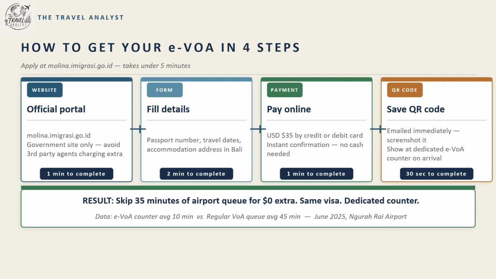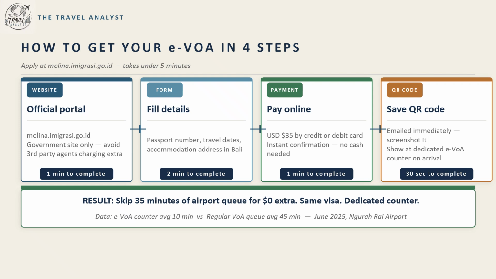So how do you get the e-VoA? Four steps, under 5 minutes total. Step 1. Go to melina.imigrasi.go.id, the official Indonesian immigration portal. Do not use third-party sites that charge extra fees. Step 2. Fill in the form. Passport number, travel dates, and your accommodation address in Bali.